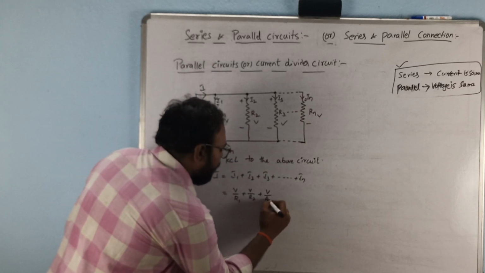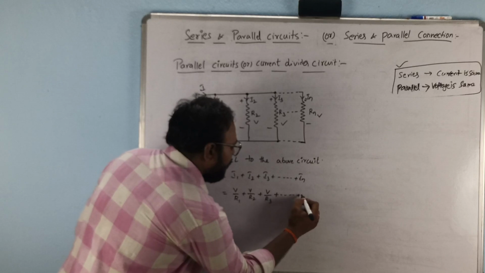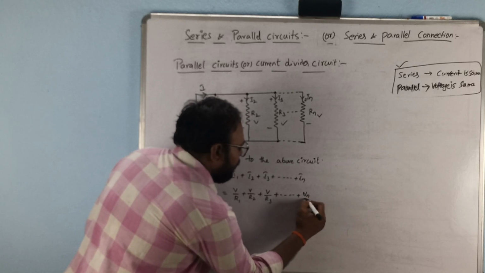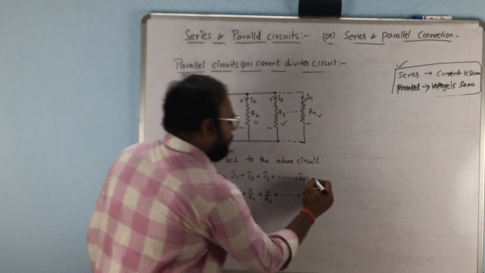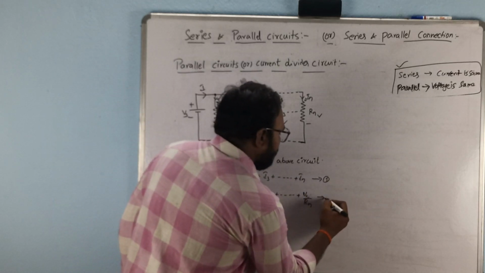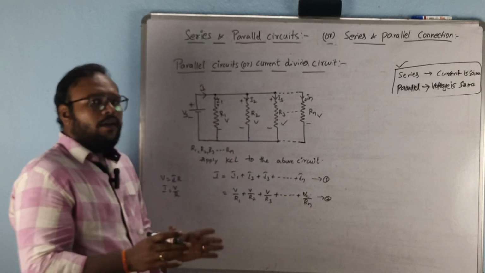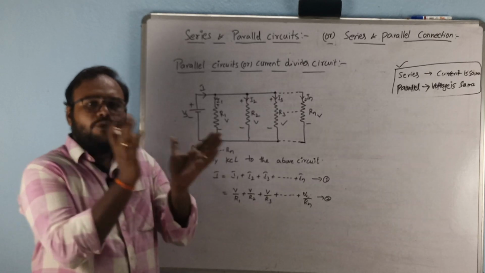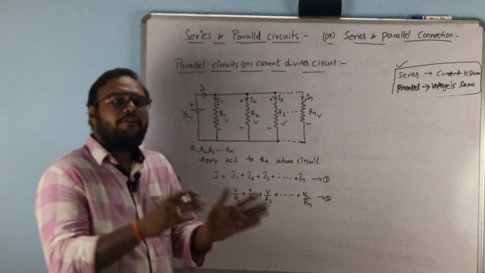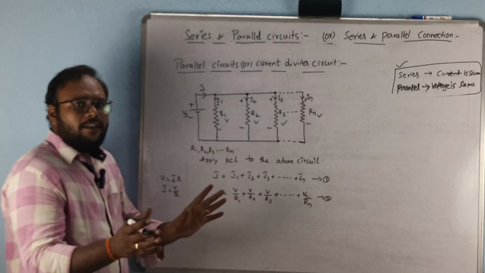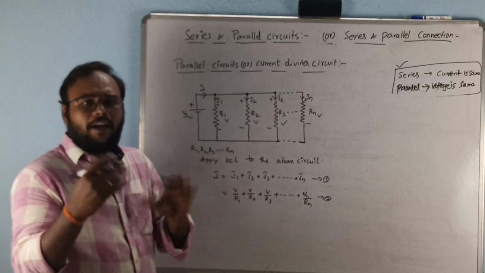V by R3 plus and so on plus V by Rn. Let it be equation number 1. Let this one be equation number 2. Very simple. If it is a voltage equation, it should be in the form of V or IR. If it is a current equation, it should be in the form of I or V by R. This is the very simple thing. It is a voltage equation, V or IR.